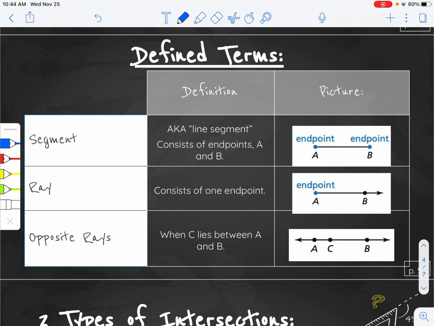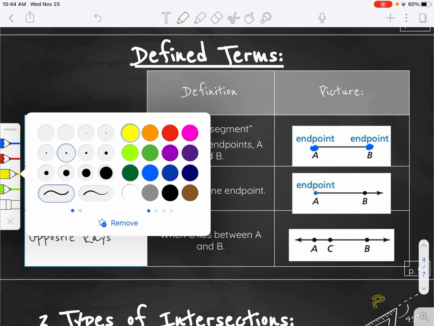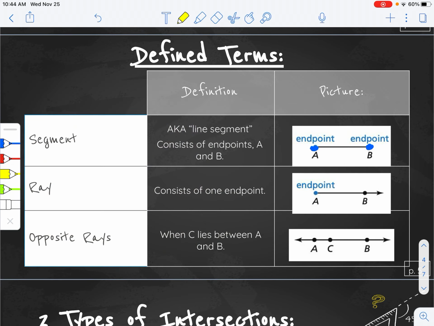So first, a segment. We also could be calling it a line segment, and all that it means is that it consists of 2 endpoints. Okay? And the way that we would talk about a segment is that we would say this is segment A, B with just a line over top, no arrow. All right, so that's how we would talk about a line segment.